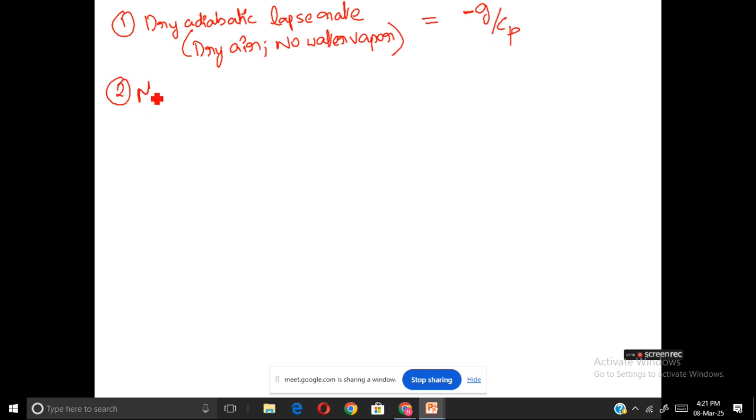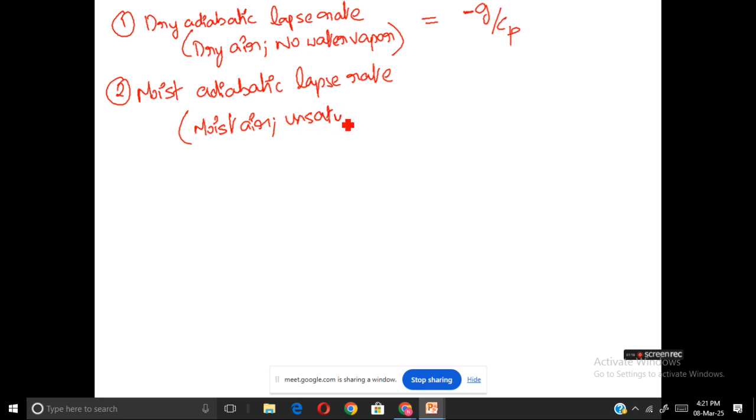Then if we have moist adiabatic lapse rate, this is for air parcels that are moist air, which has water vapor but is unsaturated. So in this case it was minus G by Cp into 1 minus 0.9 into mixing ratio R. So it basically depends on the amount of water vapor present in the air parcel.